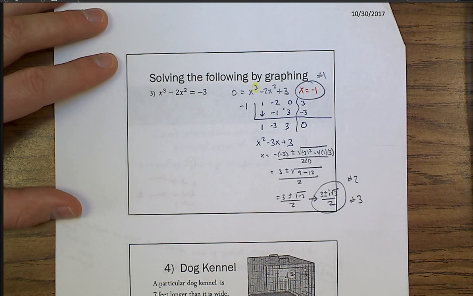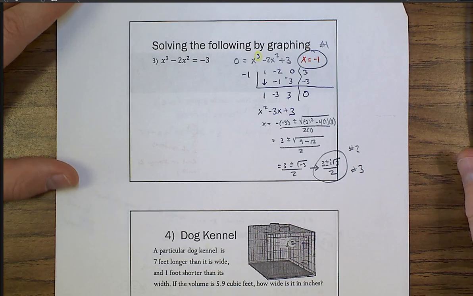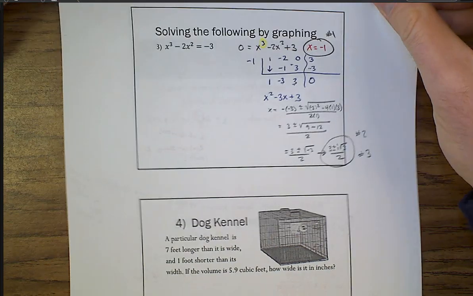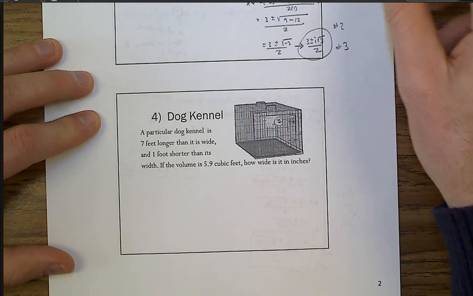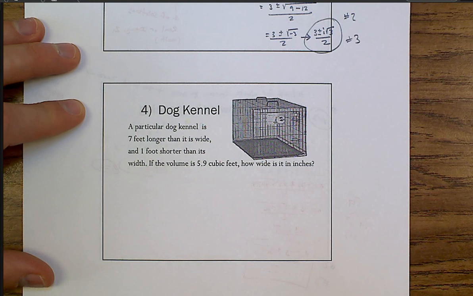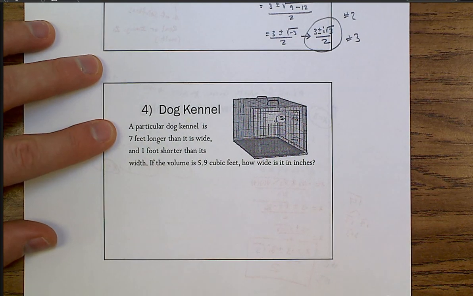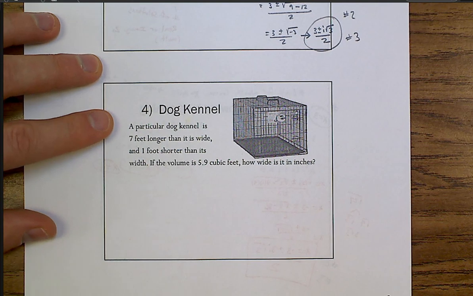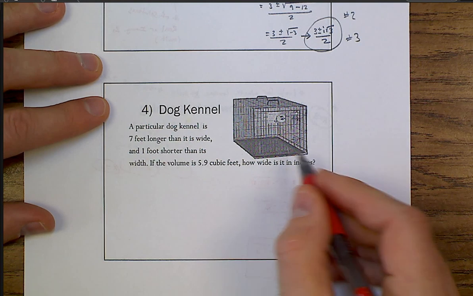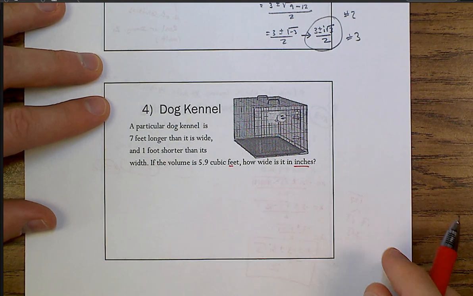Okay? So very similar to the first question we did. All right, we got an application question here down towards the bottom. It's a dog kennel, the old dog kennel. All right. A particular dog kennel is 7 feet longer than it is wide, and 1 foot shorter than its width. If the volume is 5.9 cubic feet, how wide is it in inches? Ooh, so we got feet and we got inches here. We'll come back to that towards the end. I noticed that when I read it.